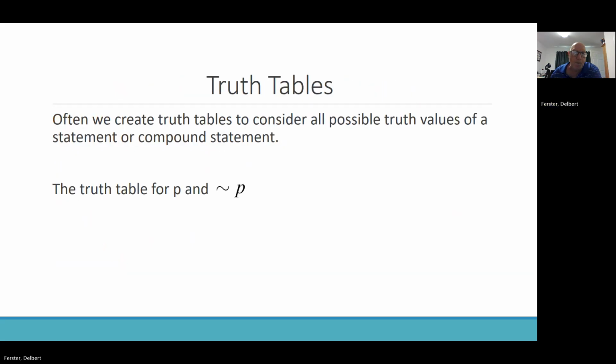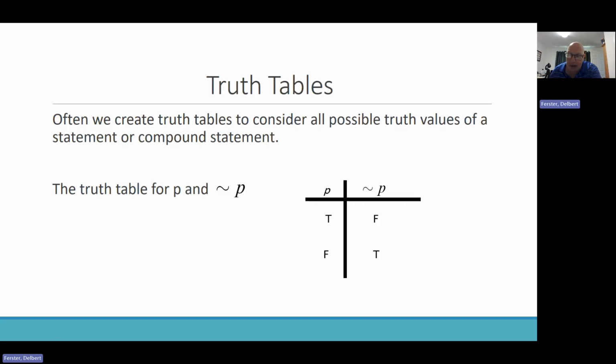A truth table just lists all the possible truth outcomes for a statement or something relative to that statement. I'm going to show you a truth table for P and the negation of P, or not P. If P is true, something like "baseball is a sport with a ball," that's a true statement. So its negation, "baseball is not a sport with a ball," would in fact be false.